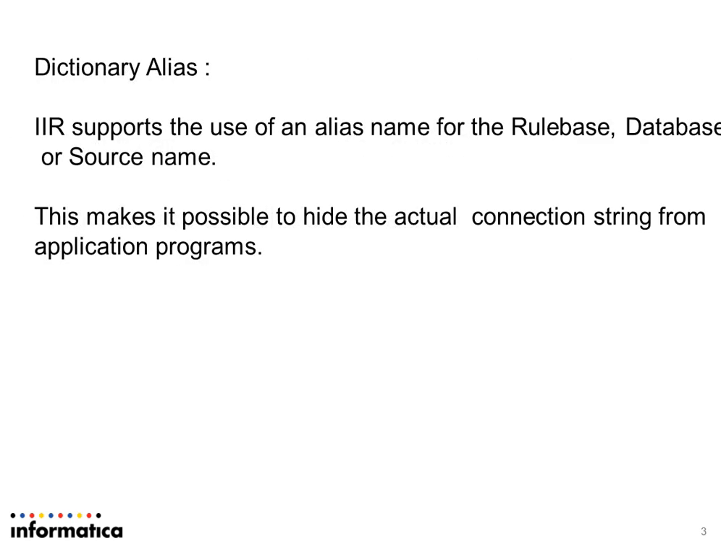So what is a dictionary alias in IIR? When we use the connection strings, we use the database details, and in IIR we support the use of alias names for rulebase, database and source name. The use of dictionary alias makes it possible to hide the actual connection string so that it will be secure from other application programs. So let's see how we will create a dictionary alias file, how to use it and how to encrypt it.